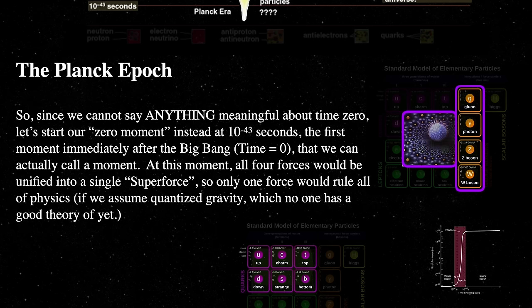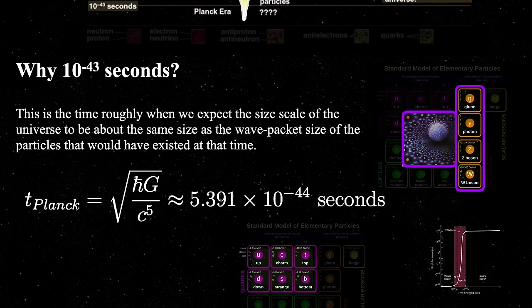A lot of things can happen inside that time, apparently, or a lot of nothing. So we would say that right at 10 to the minus 43rd seconds, all four forces are unified into what we call a single superforce, and you'll find that this is actually talked about in the literature. No matter where you go, it is the current paradigm that there should eventually be a quantum theory of gravity. So all of them would be formed together into one big concept called the Planck epoch, and the Planck epoch is up until 10 to the minus 43rd seconds. Why would we have this concept? Because that's the time when we expect the size of the universe to be about the size of a wave packet of the particles that would have existed at that time. That's a wild thought.